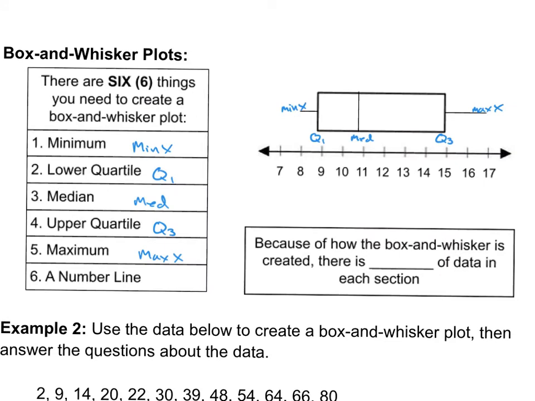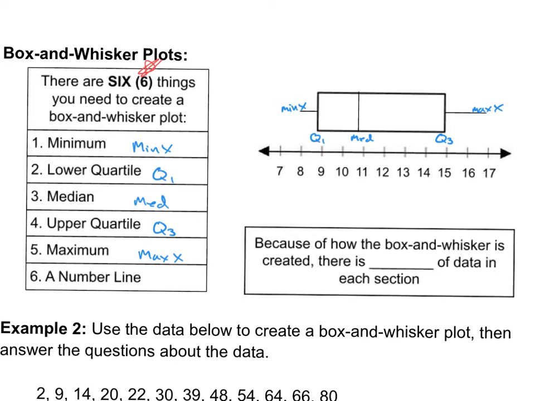Okay, example 2 is going to be creating a box and whisker plot. So before we talk about actually creating it, we need to know a few things. There are 6 things that we are going to want to have to create your box and whisker plot. We're going to need the minimum value, the lower quartile, the median, the upper quartile, the maximum, and a number line. So when you look over here at the example, you will see in your calculator, if you paid attention to that last slide, we have the min x. That is something your calculator is going to find.